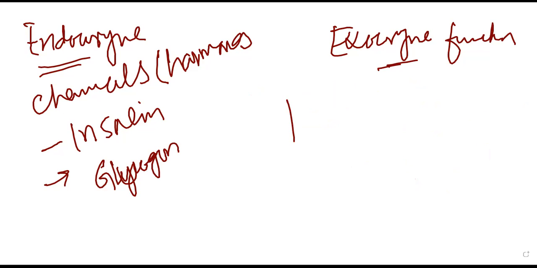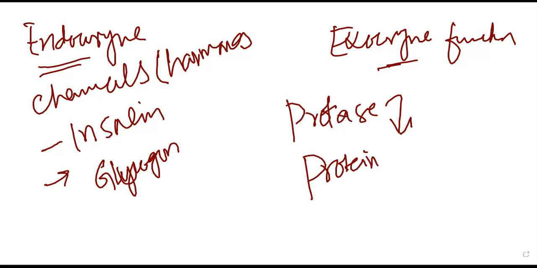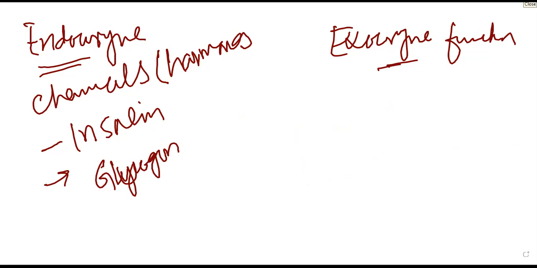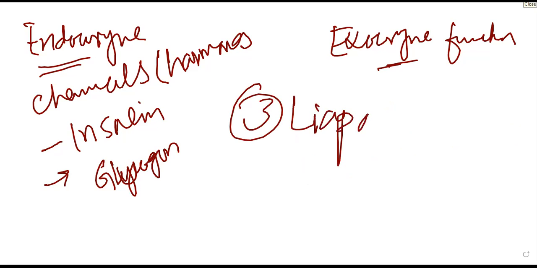Second one is protease, and protease helps in the breakdown of protein, and protein breaks down into amino acids. These are the second enzyme, and the third enzyme is lipase. And lipase helps in the breakdown of fats. So these are the 2 functions of the pancreas. Now comes the structure of the pancreas.